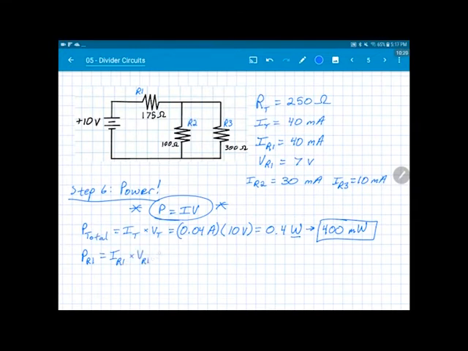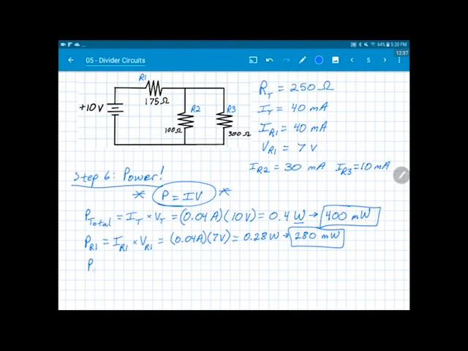My power through resistor 1 is going to be the current through resistor 1 times resistor 1's voltage. So again, that's 7 volts that resistor gets. That's going to be 0.28 watts, and I change that to 280 milliwatts.